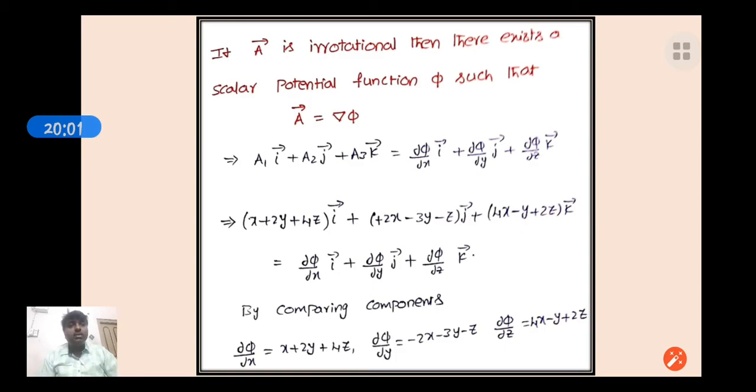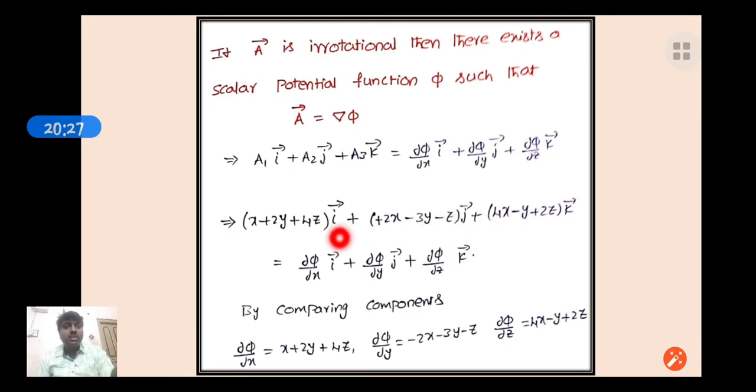Now if a bar is an irrotational function, then there exists a scalar potential function phi such that a bar is equal to del phi. So a bar in component form, a1 i bar plus a2 j bar plus a3 k bar, is equal to del phi. Del phi is dou phi by dou x into i bar plus dou phi by dou y into j bar plus dou phi by dou z into k bar.